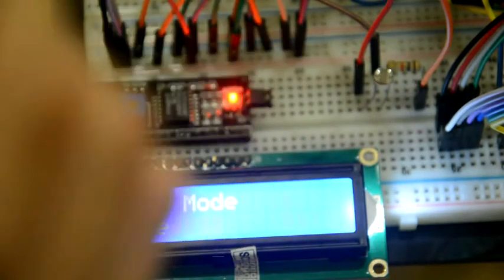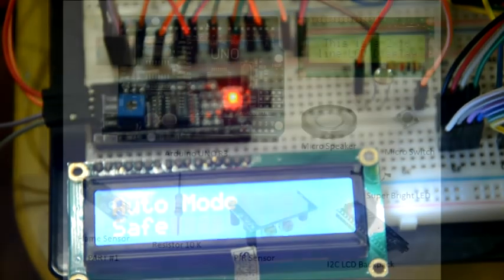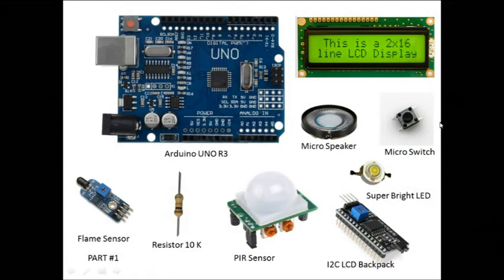Now, in auto mode, the front yard lamp will work, but it doesn't connect to anything with the LCD. But for the front door, it will work. So, I'm going to trigger the ultrasonic sensor again. You can see the door is now opening, and after 5 seconds, the door will close. And when the door closing is done, it will go back to safe and normal again.